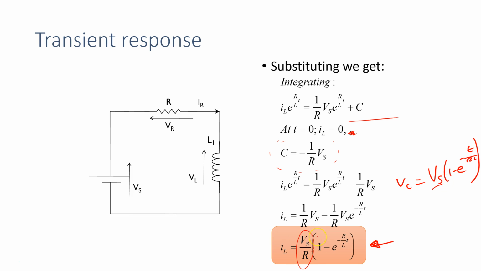Here we have Vs on R, which is the supply current when the inductor is a short circuit. So this is the final voltage across the capacitor, and this is the final current through the inductor when it is in steady state. When the capacitor is in steady state, the voltage across it is Vs. When the inductor gets to steady state, the final current through it will be Vs on R. And again we have the time constant, which in this case will be L on R. So when t is L on R, it will make the exponent minus 1.